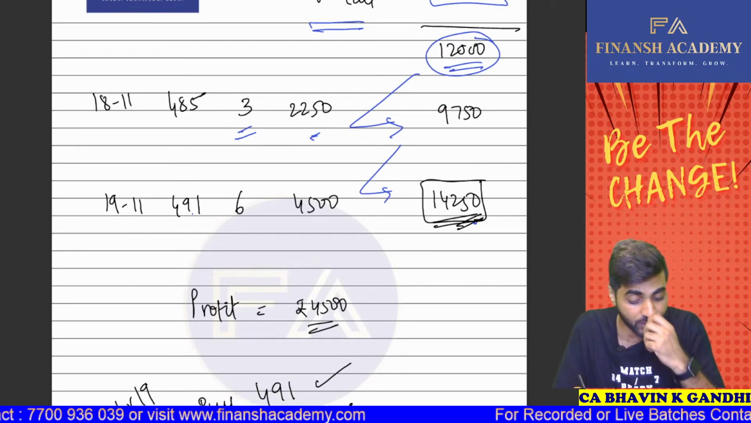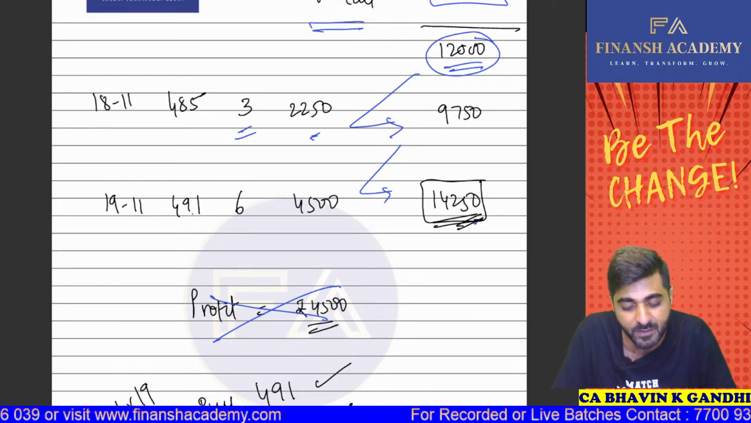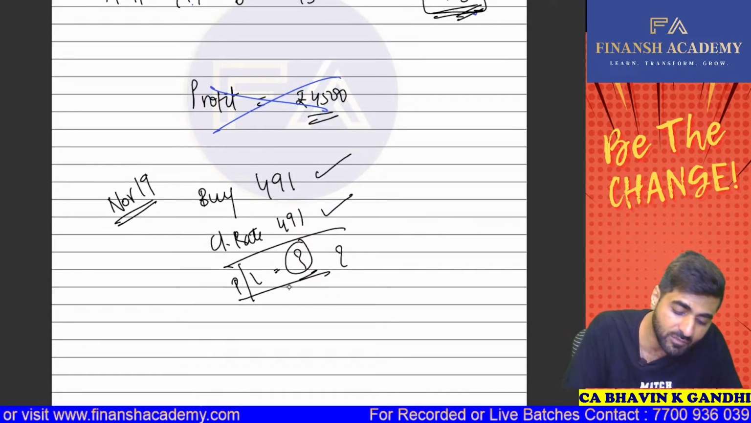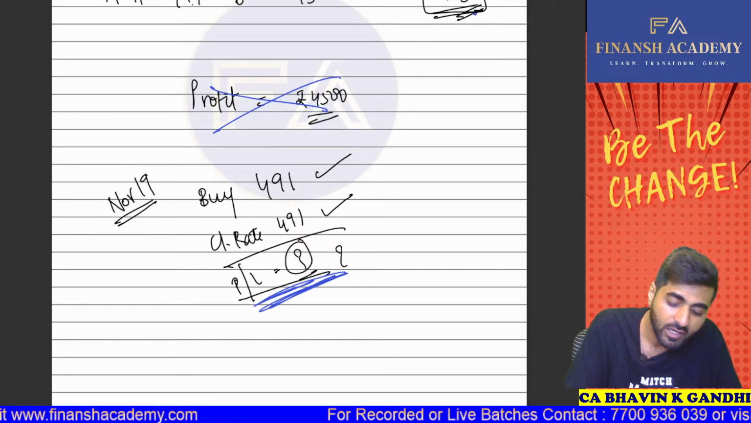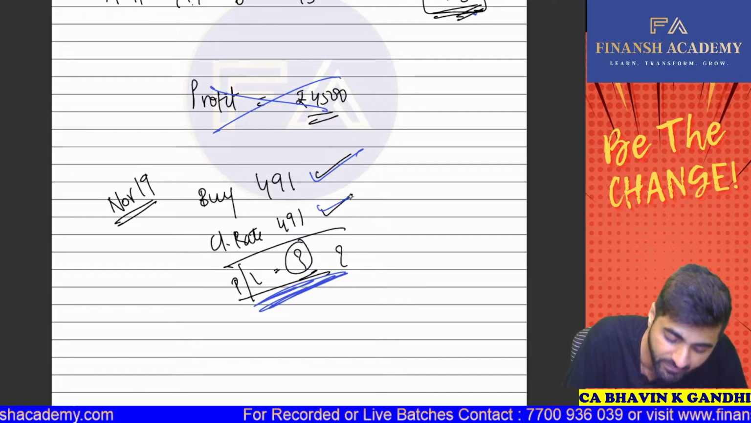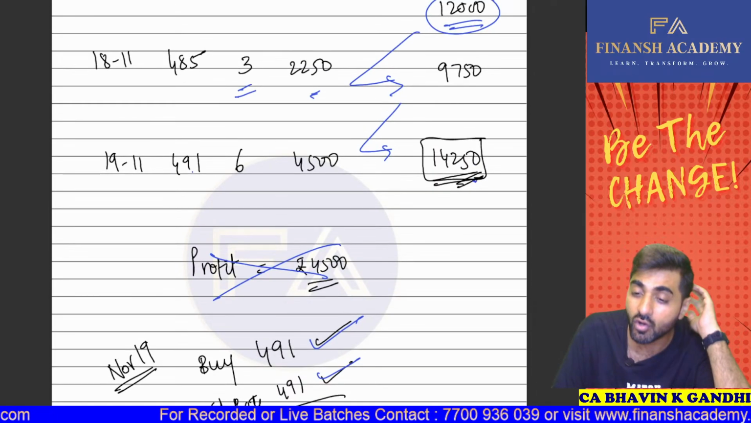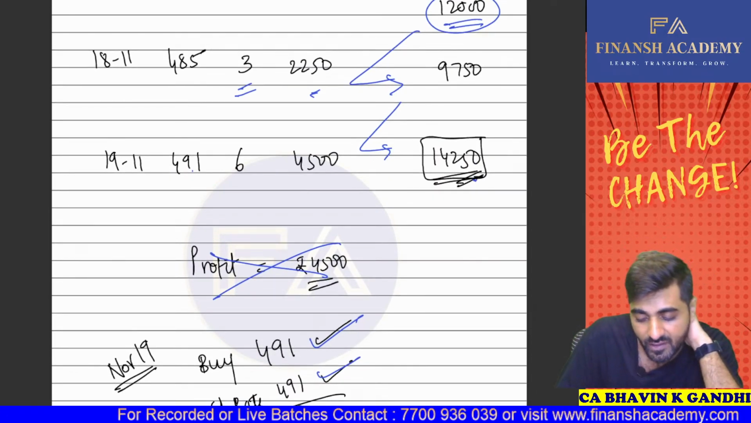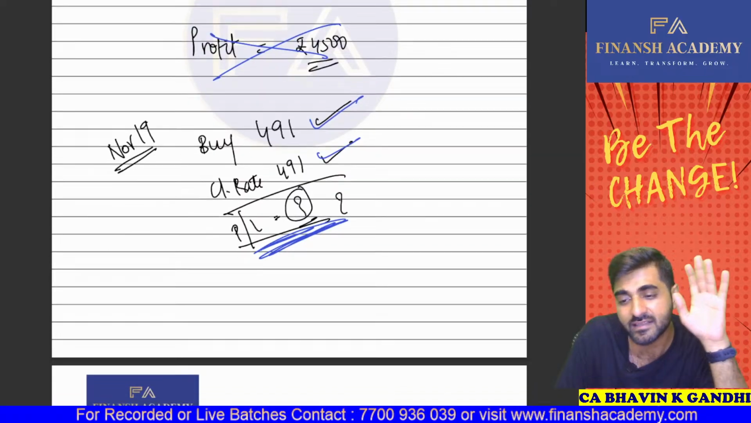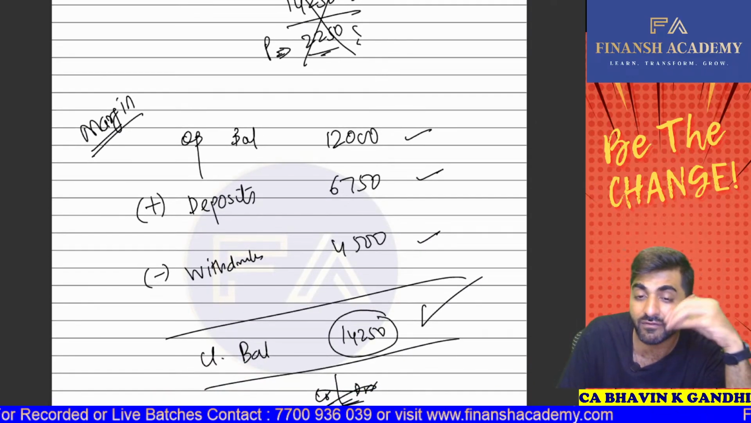So eventually, my dear students, you will see that there is no profit, no loss in this particular question. Why? Because your profit and loss is going to be zero. Because your buying rate was 491 and your selling rate is also 491. Your closing rate is also 491. So there is no profit, no loss. So does this 14,250 represent your profits? The answer is no. It is nothing but the amount of credit or debit which you have done.